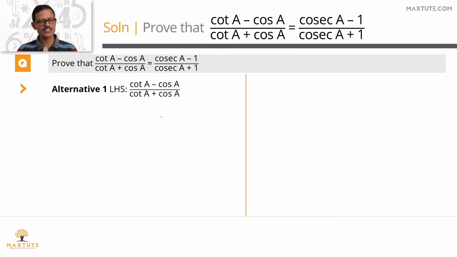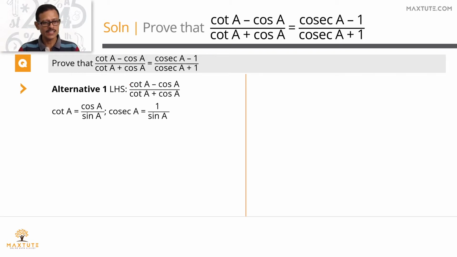The LHS of the first alternative is cot A minus cos A upon cot A plus cos A. We'll have to prove that this is equal to cosecant A minus 1 upon cosecant A plus 1. First of all, what is cot A? Cot A is equal to cos A by sin A and cosecant A is equal to 1 by sin A.